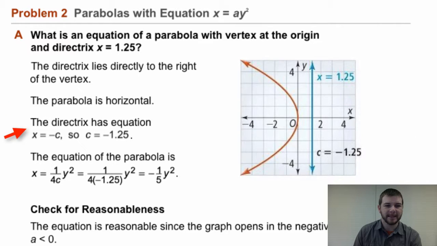The directrix has the equation x equals negative c, recall from our definition on the previous slide. So c must equal the negative of 1.25, thus allowing us to write the equation of the parabola in a very similar fashion to vertical parabolas as x equals 1 over 4c times y squared, which in this case, because c equals negative 1.25, is 1 over 4 times negative 1.25 times y squared, and that simplifies to negative 1/5 y squared.